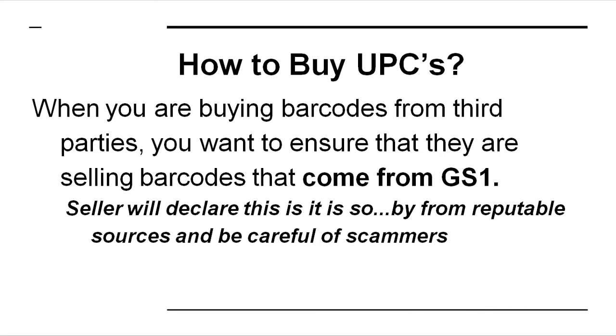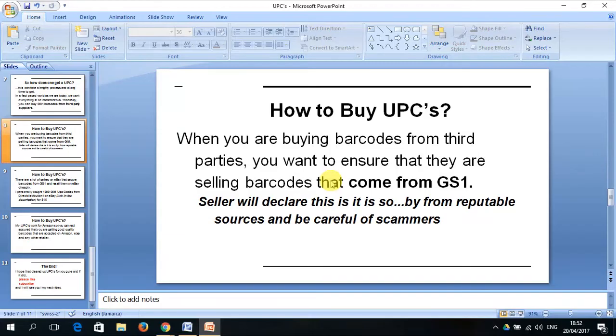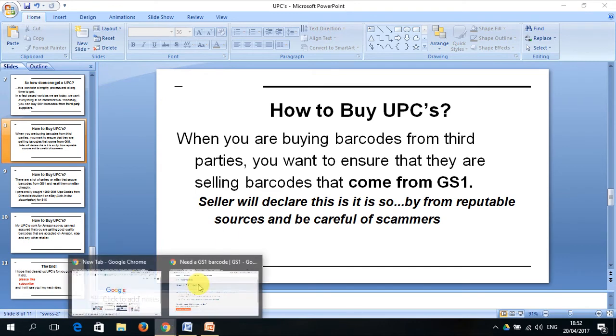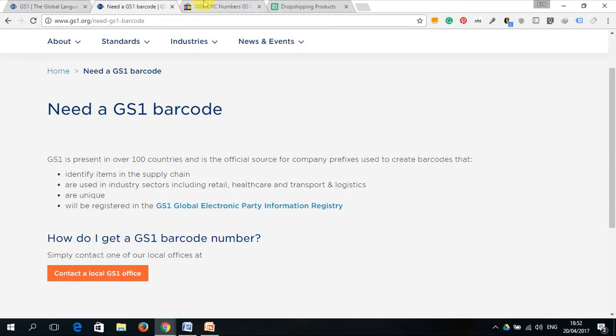As I said before, most sellers will declare if they're selling barcodes from GS1. And one way to ensure that you're buying from a reputable source is to look at their sales history and their feedback scores. So let me jump back over to eBay real quick to show you the seller that I personally bought my barcodes from. I haven't had any issues with them, and the barcodes are pretty affordable. I got like 1,000 barcodes for like $10. Let me show you real quick the seller that I've bought my barcodes from.